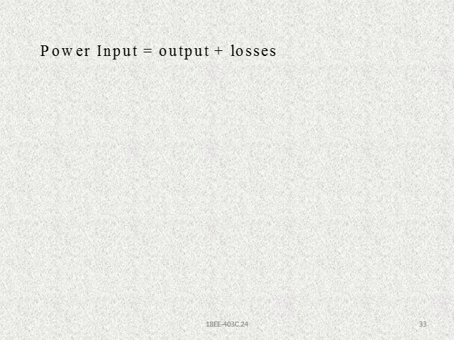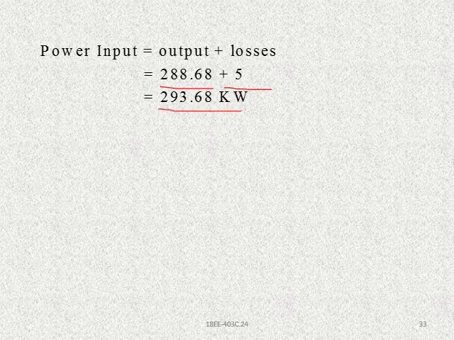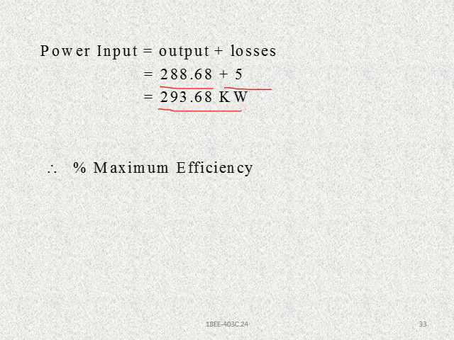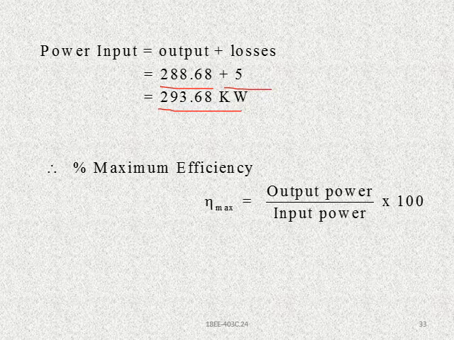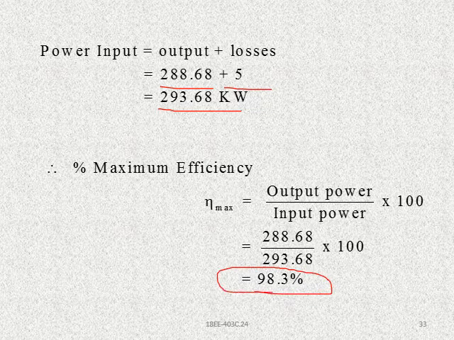So now the power input is equal to output plus losses. The output is 288.68 plus 5 is the total loss, gets you 293.68, and the efficiency for maximum is output power by input at maximum conditions. That is 288.68 by 293.68 into 100 gets you 98.3%.